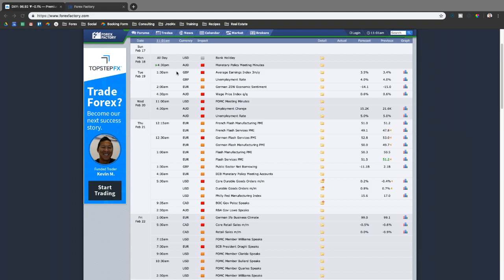So for Tuesday, we have British pound average earnings index at 1:30 a.m. Pacific Standard, so a little bit of late London session volatility. We'll probably see that for British pound, as well as euro, where we have a medium impact event at 2 a.m. Again, pretty late London session, but going into New York session we could see some carryover of that volatility.